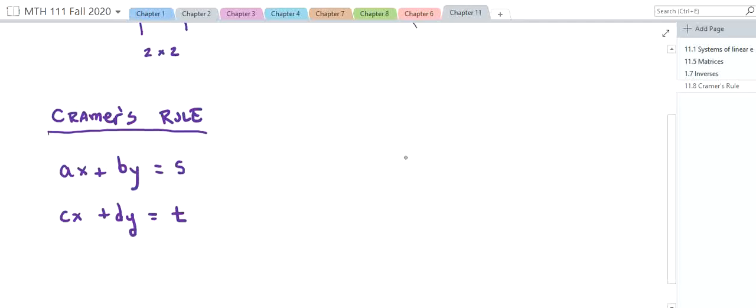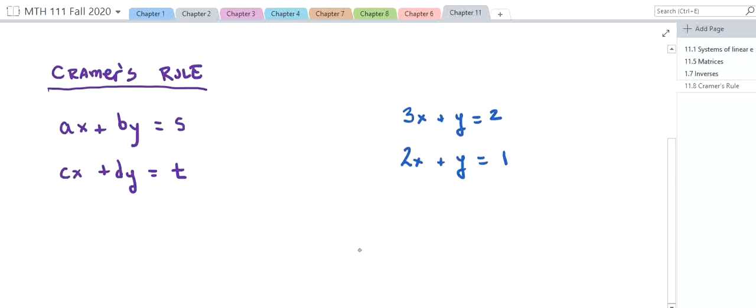So for example, I could have the system of equations. Let's write it over here. 3x plus y equals 2, and then 2x plus y equals 1. Now, of course, we could solve this with any of our other methods. We could substitute. We could solve for y, substitute it in here, and then solve this for x, and substitute that back into here to get y again. But Cramer's rule is a little more straightforward, simple approach.